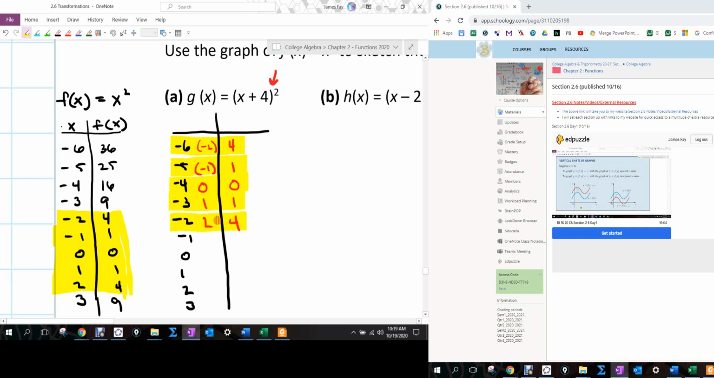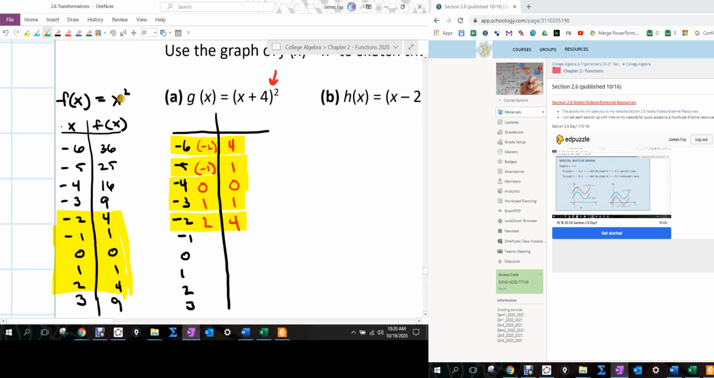So that list right there matches up with the other highlighted ones, right? Okay. How did I get those y values, though? How did those y values of 4, 1, 0, 1, 4, and these over here are 4, 1, 0, 1, 4, how did they construct themselves?